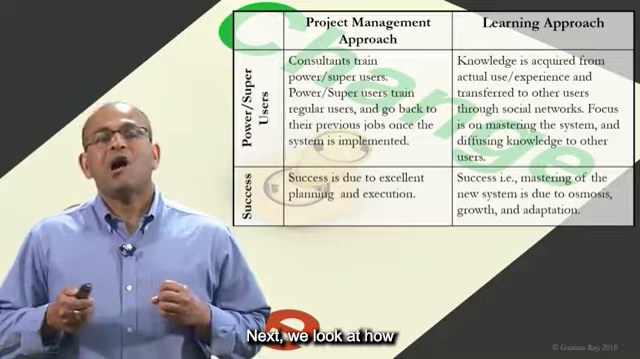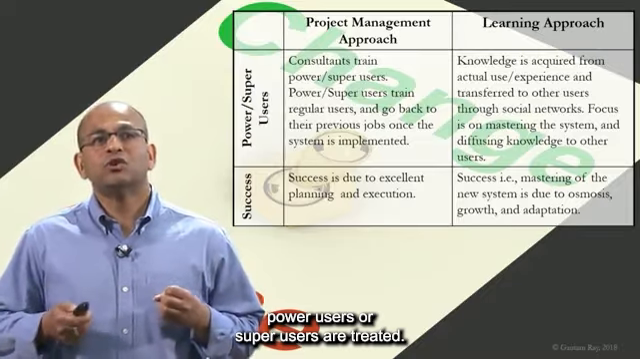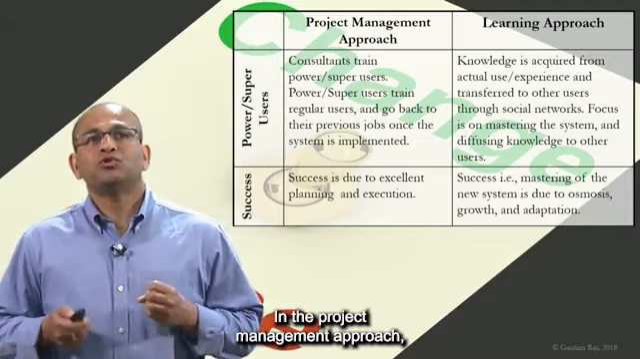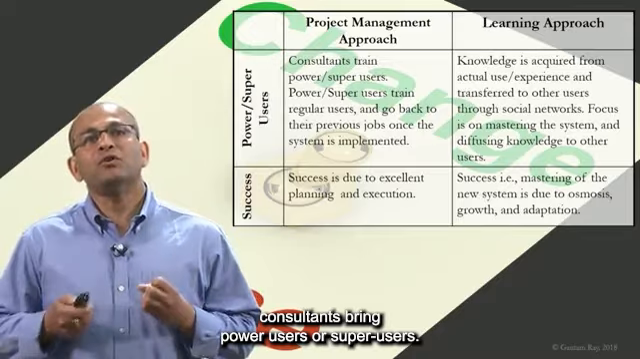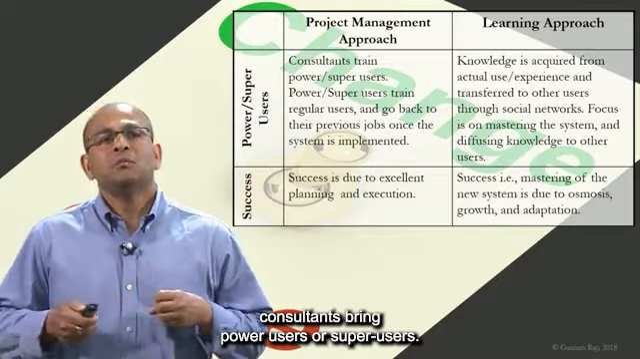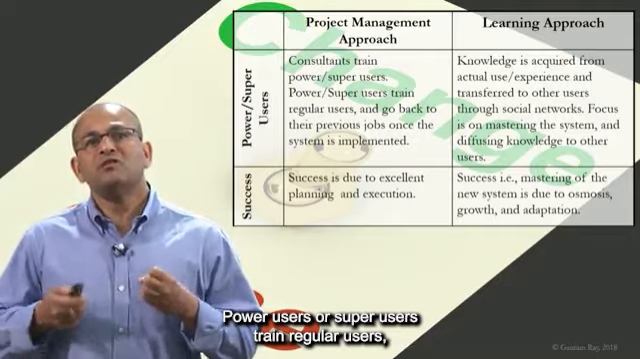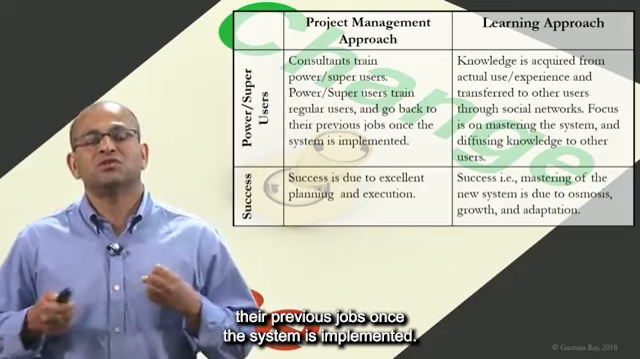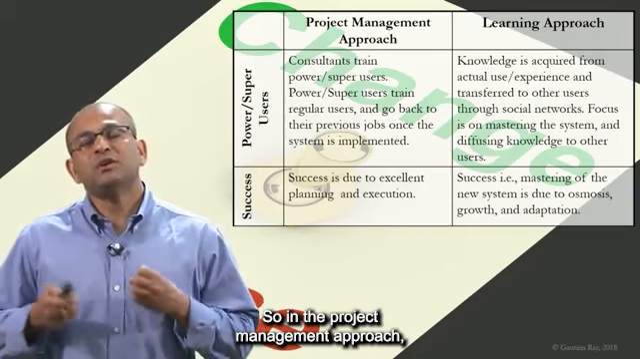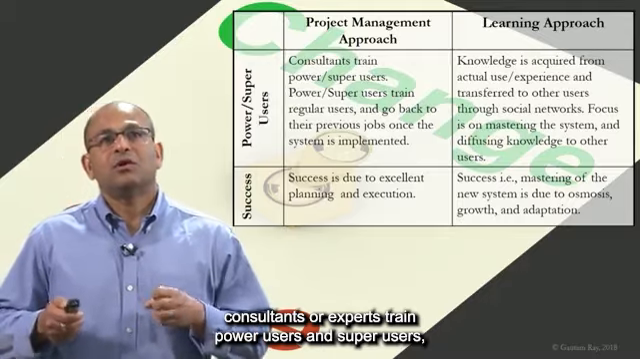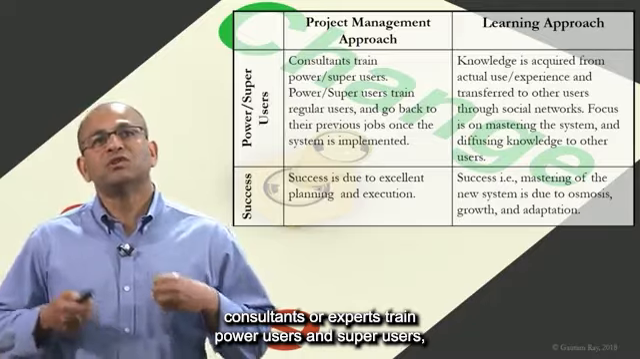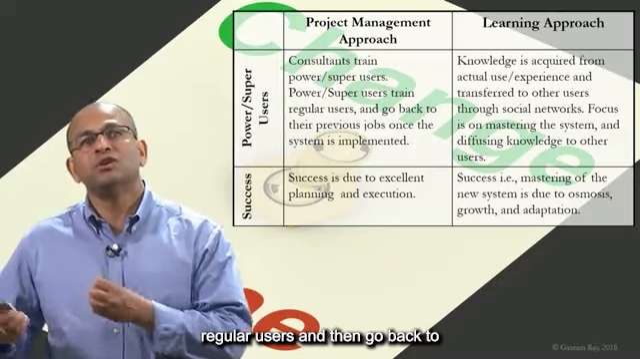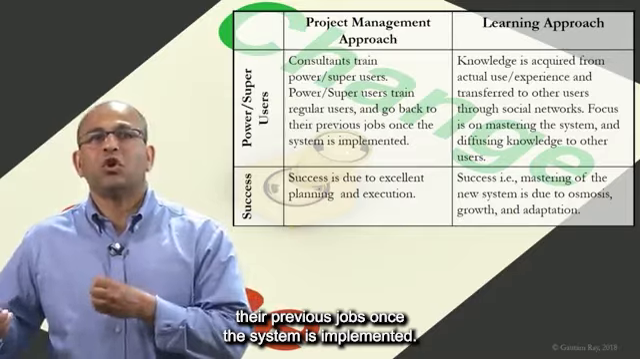Next, we look at how power users or super users are treated. In the project management approach, consultants train power users or super users. Power users or super users train regular users and then go back to their previous jobs once the system is implemented. So in the project management approach, consultants or experts train power users and super users. Then power users and super users train regular users and then go back to their previous jobs once the system is implemented.